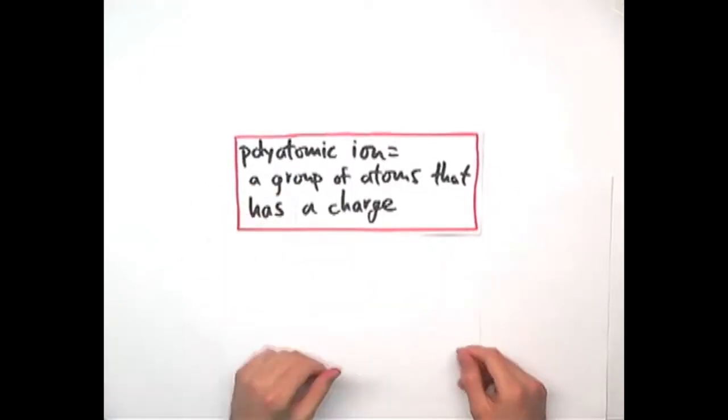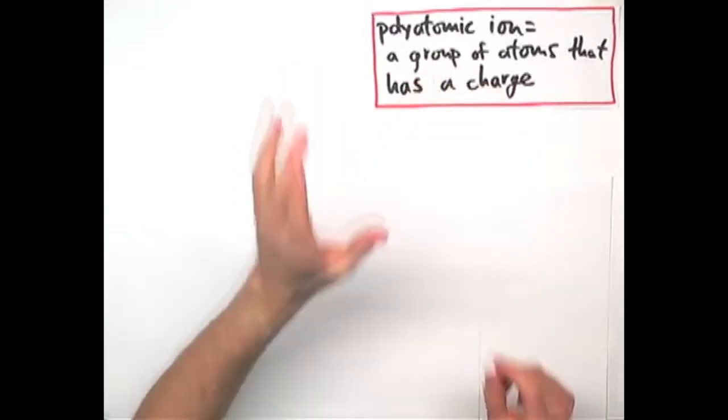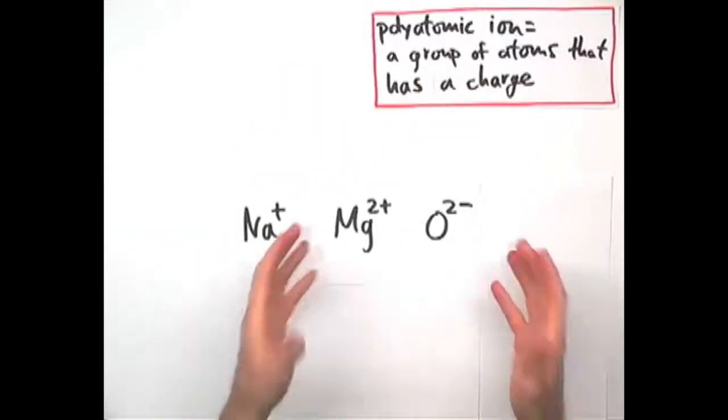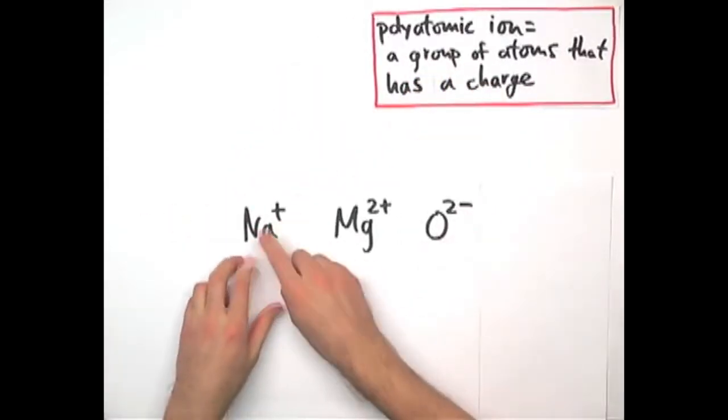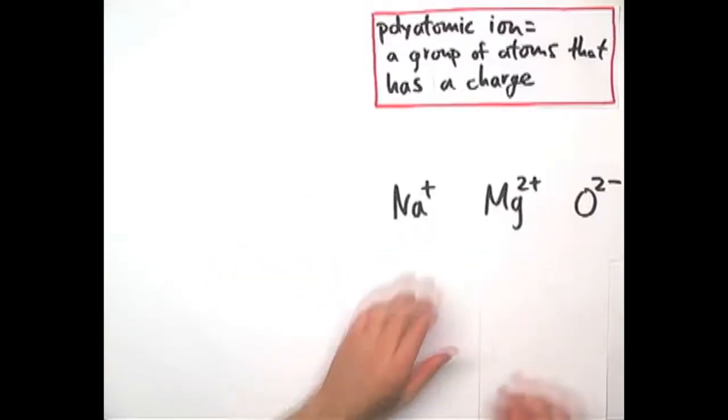So what's a polyatomic ion? Well, a polyatomic ion is a group of atoms that has a charge. Here's what I mean. You probably already know that individual atoms can have a charge. They can form ions. So we can get things like Na+, Mg2+, and O2-.